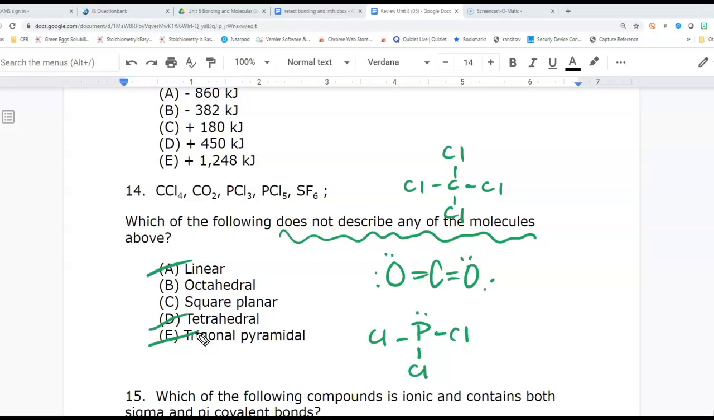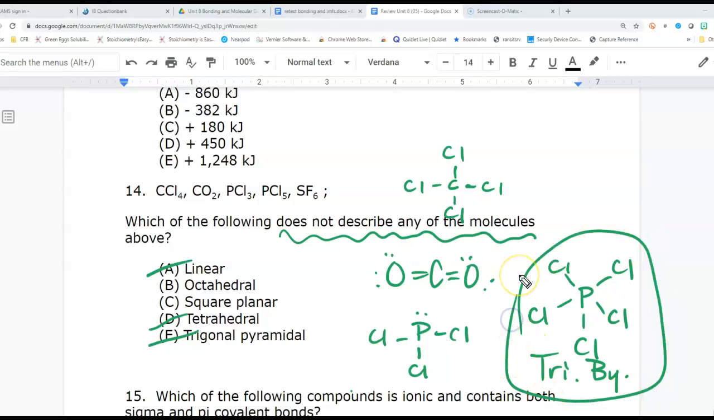And then I go to PCl5, which is my P in the middle, and it's got 5 chlorines attached around it like this. And so that comes out to trigonal bipyramidal, and I don't see trigonal bipyramidal here, so that's going to be the one that is not on the list. But it's asking which of these does not describe anything that you have. So while that is not on the list, that is not one of my answer choices.